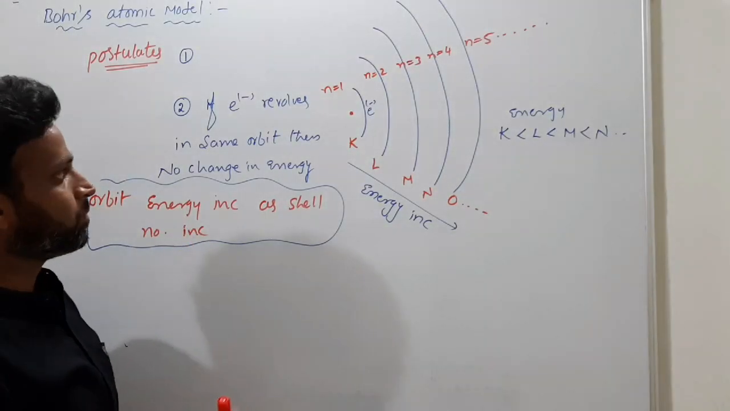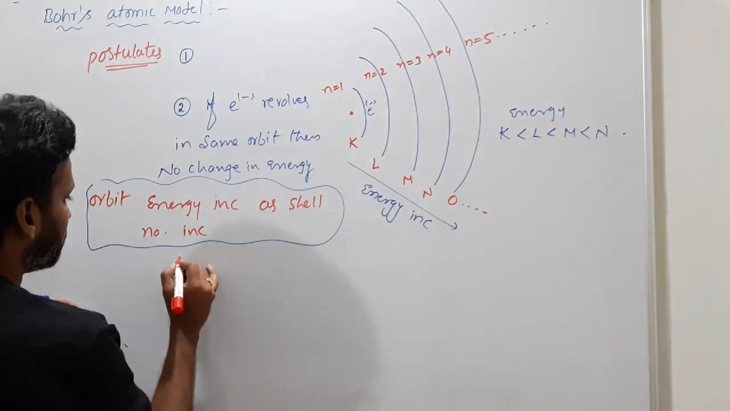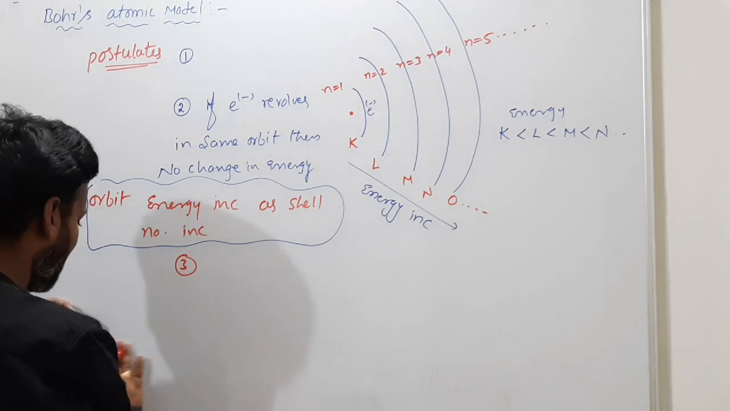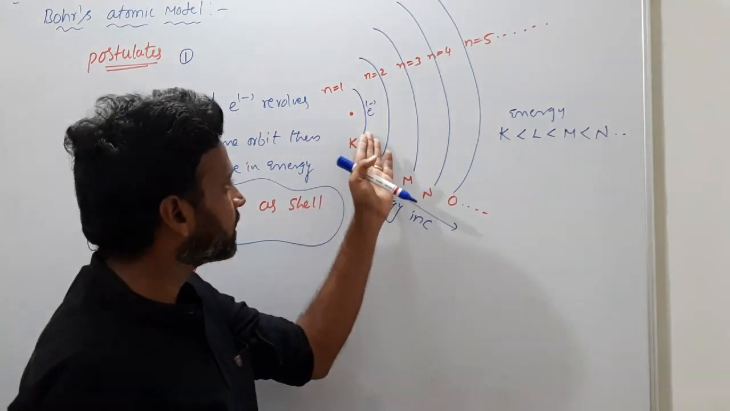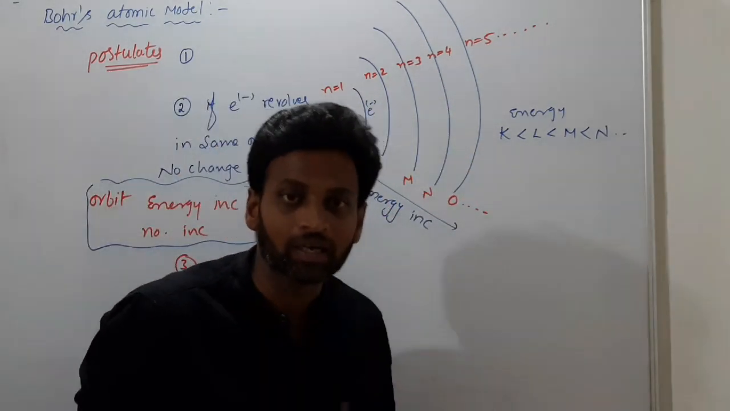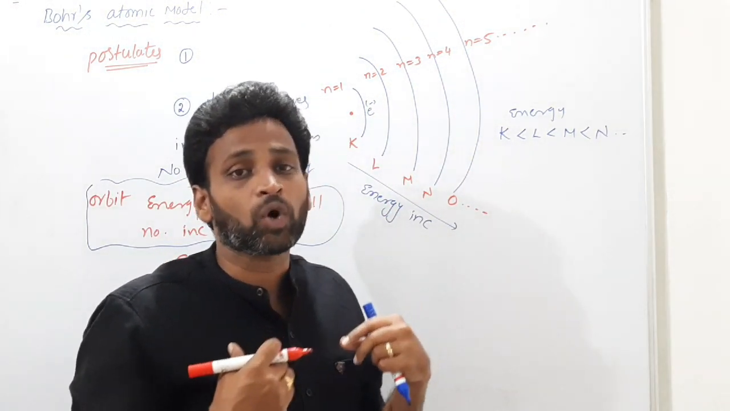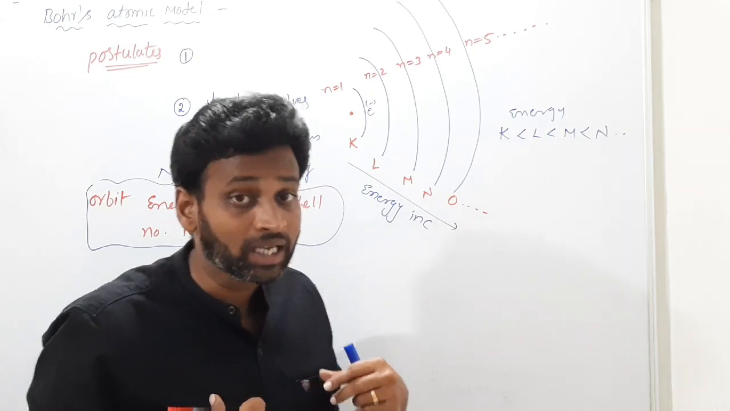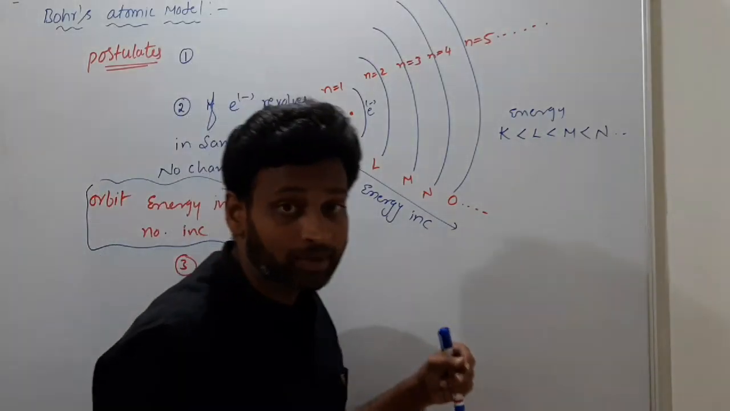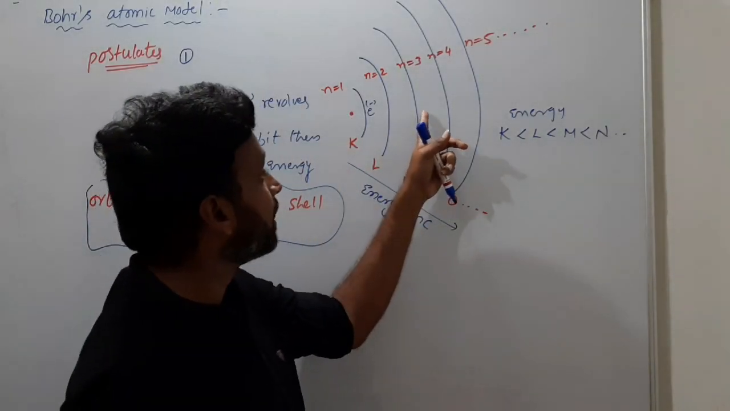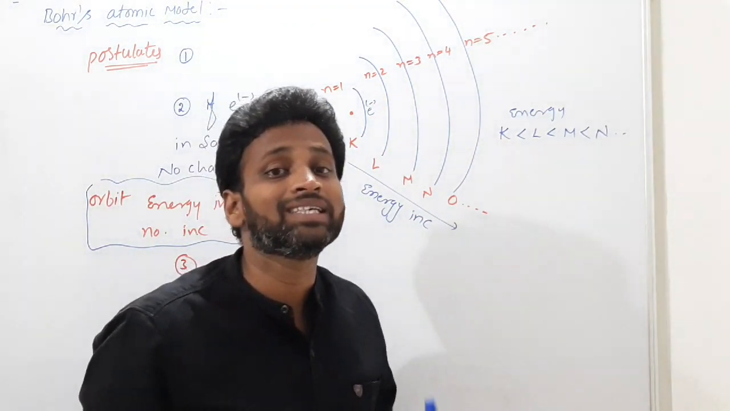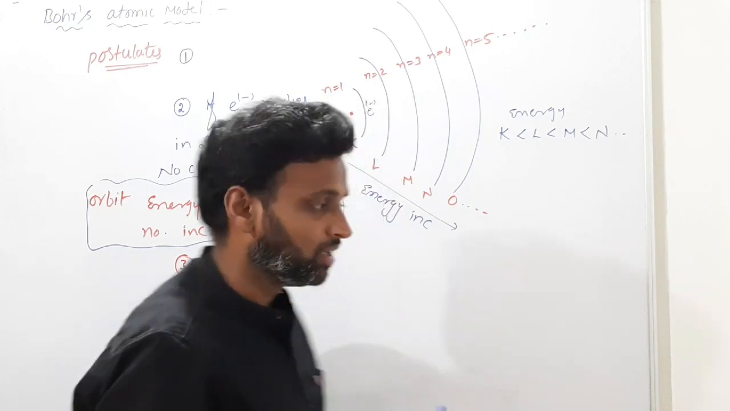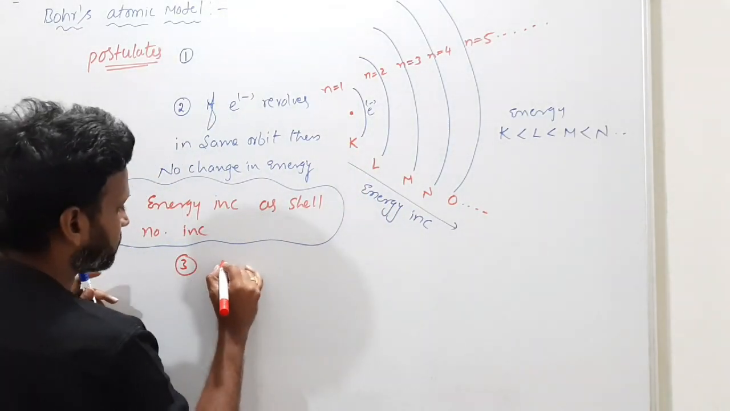So what is the second postulate I was given? And the third one is very important. If electron jumps from lower energy level to higher energy level, then energy absorbs. At the same time, if electron jumps from higher energy level to lower energy level, then energy releases. That is our next point.